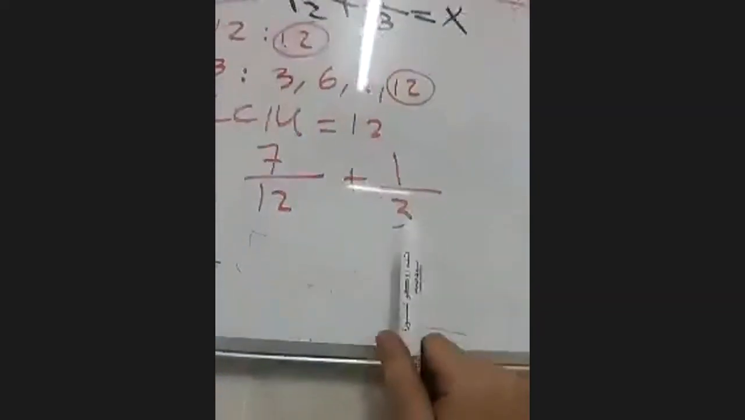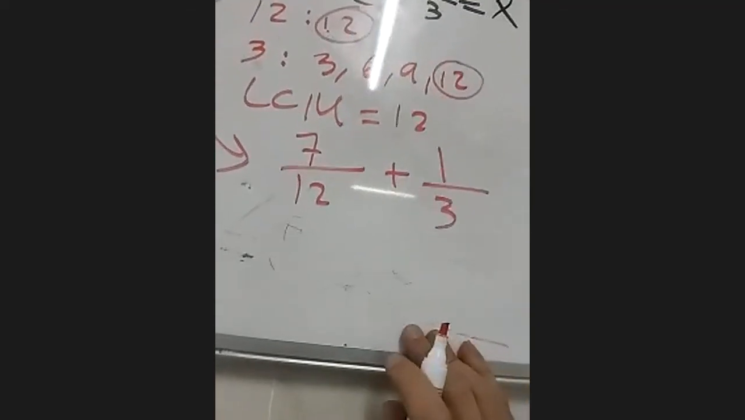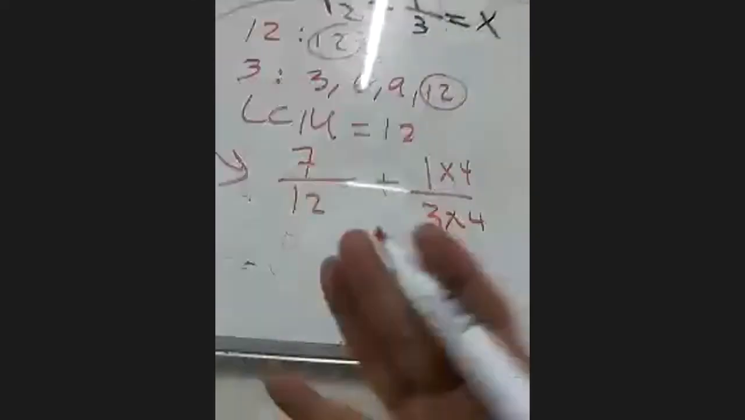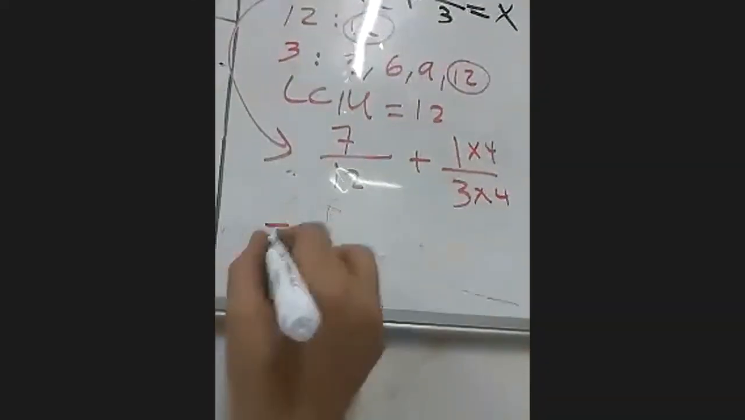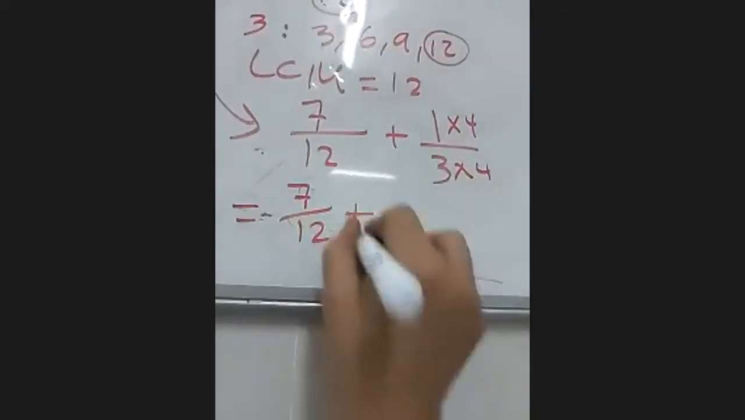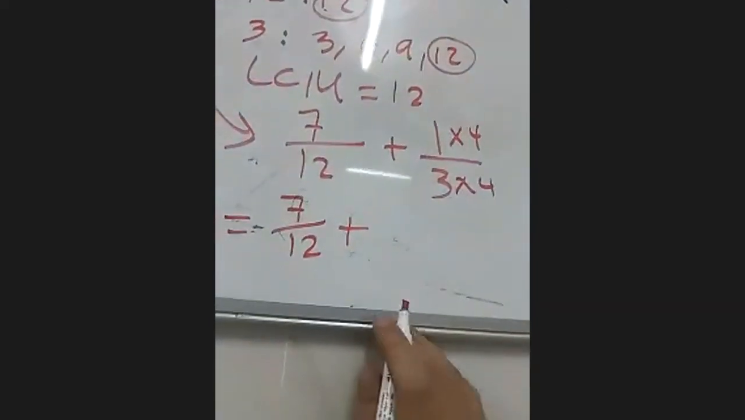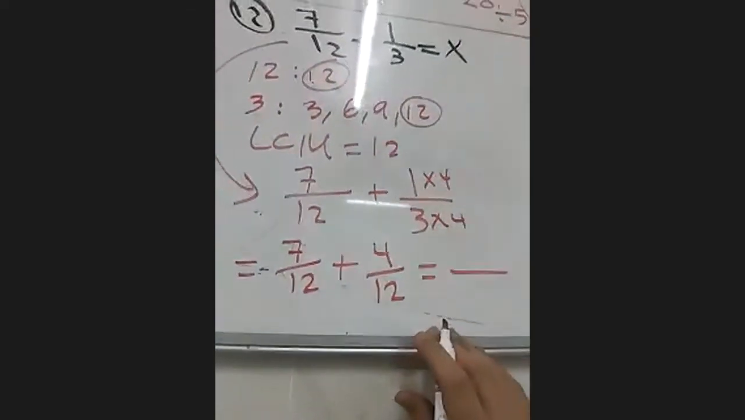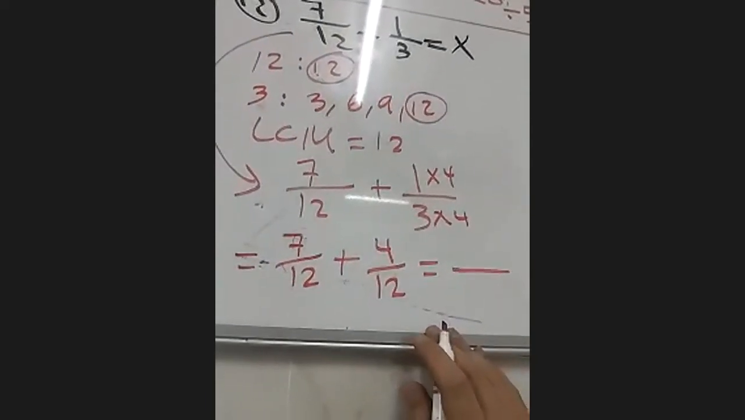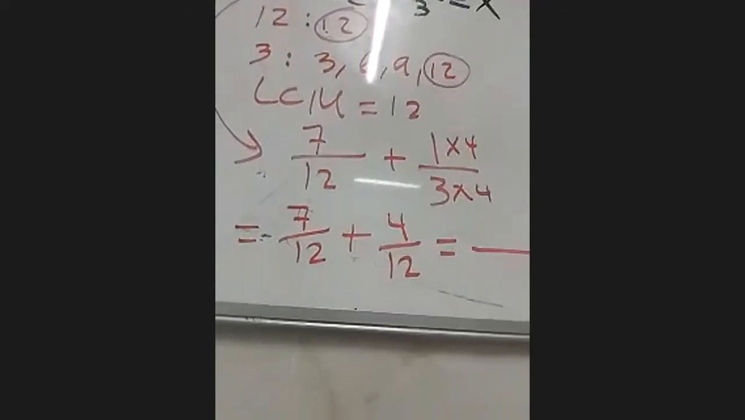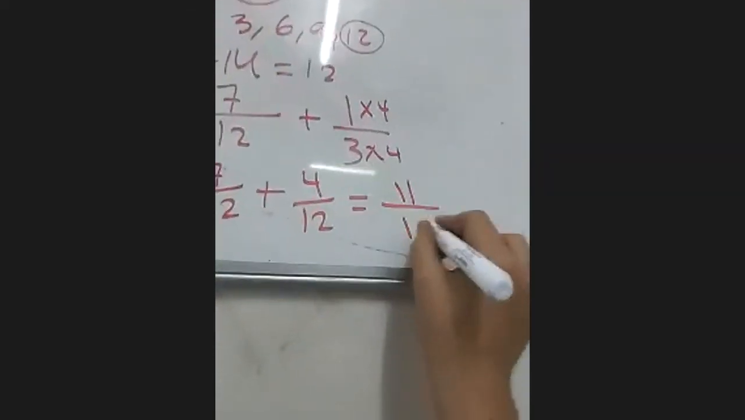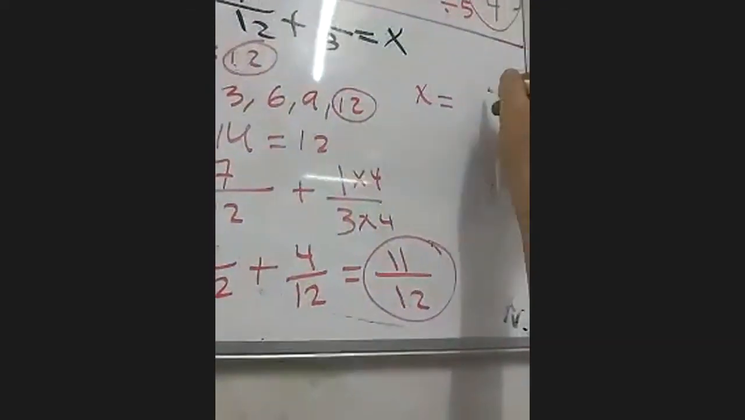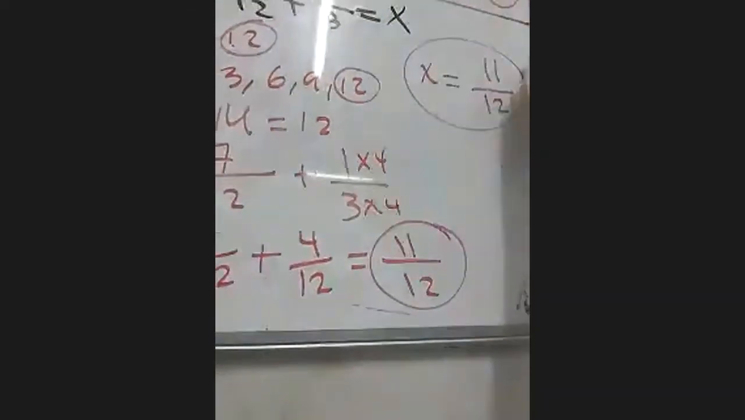Now the 3. What do we need to do to the 3? Multiply by 4, up and down. You understand, you just get nervous and rush a little. Equals 7 over 12 the same, plus 1 times 4 is 4 over 12. Now what's the answer? 11 over 12. This is the answer for x. So x equals 11 over 12.